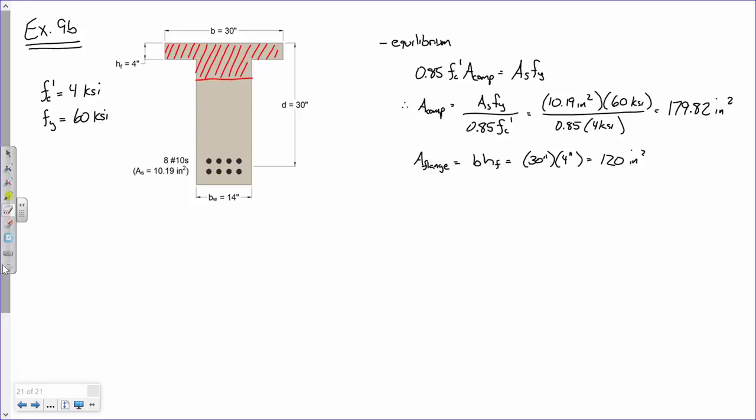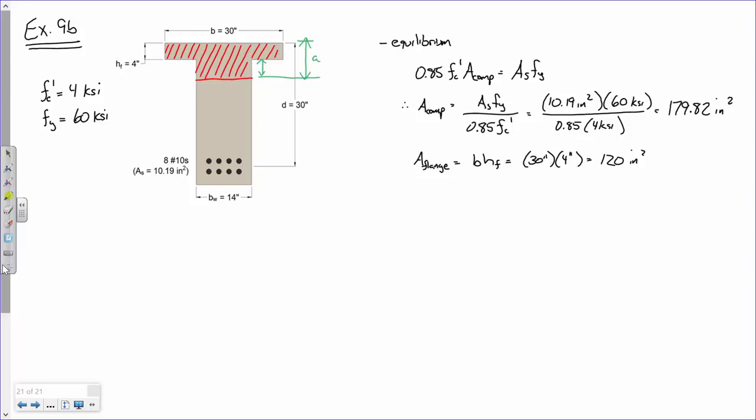So you said AsFy over 0.85 f'c b. That is only the case if it's rectangular, okay? What I'm asking is just, what is a? And I'm saying a is the depth of the stress block, okay? We measure a from the top of the beam to the bottom of the stress block, always. So what I'm getting at is a is this dimension. That's a, okay? This is not a.